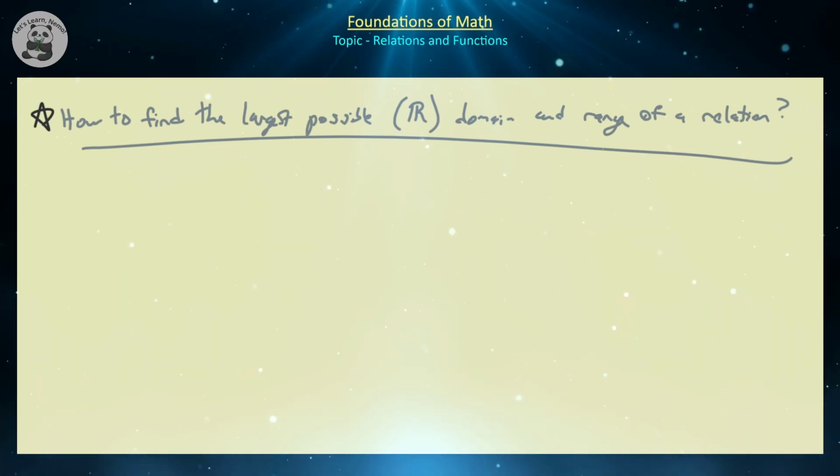Another common problem that a lot of people encounter is how to find the largest possible real value domain and range of a given relation. So if I were to choose the largest possible domain, what is that domain that I could choose? Let's look at a couple examples to see what I'm referring to here.